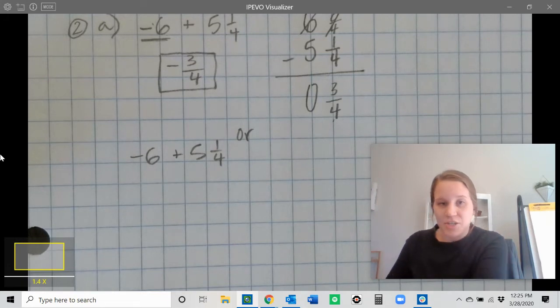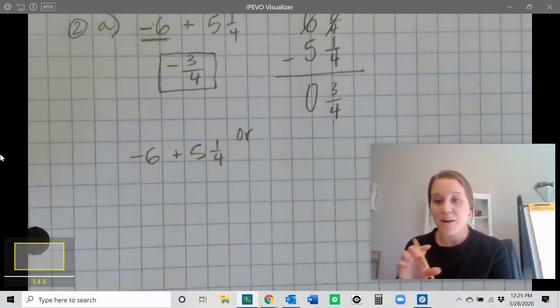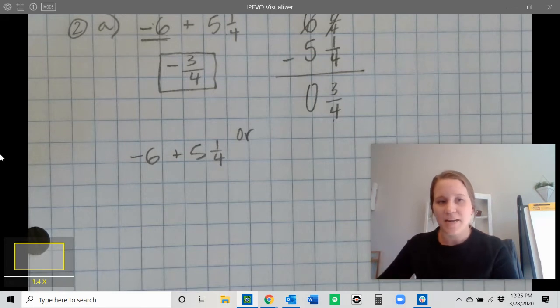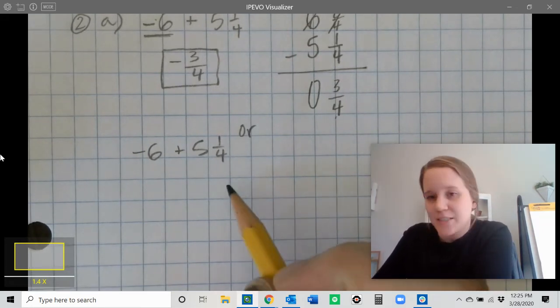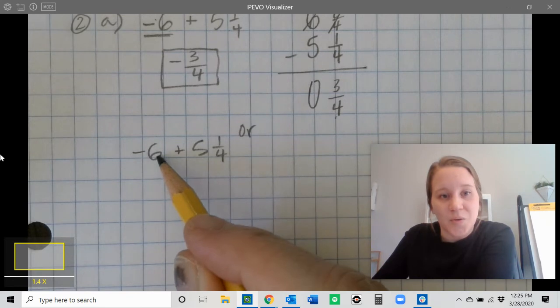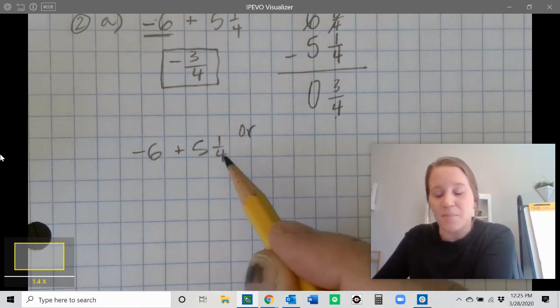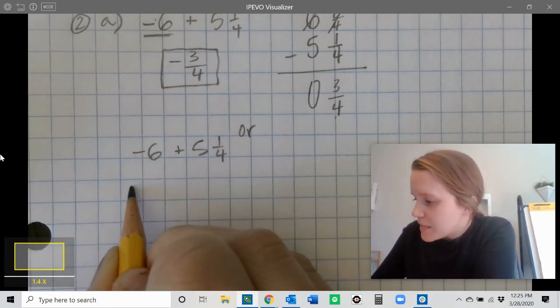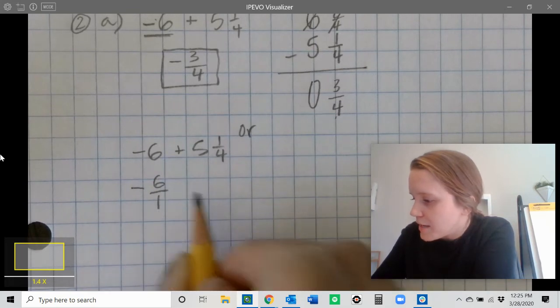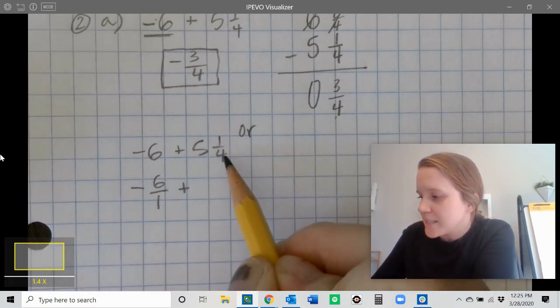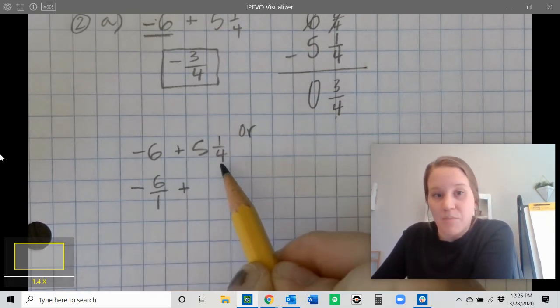So this strategy, you can always add numbers by making them into improper fractions with a common denominator. So that's what I'm going to do. First things first, I'm going to make this whole number and this mixed number both into improper fractions. So that would be negative 6/1 plus, let's see, 5 1/4 as an improper fraction.